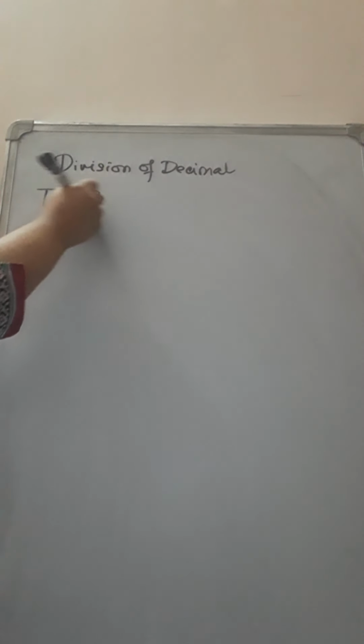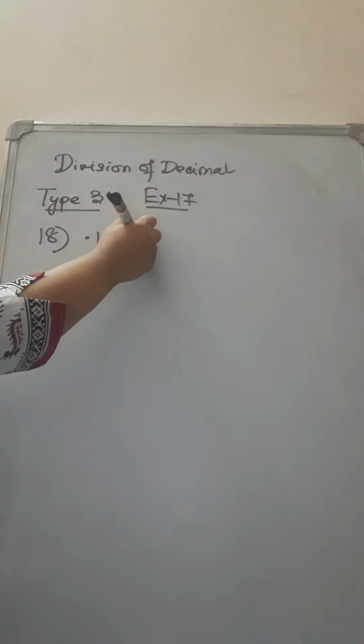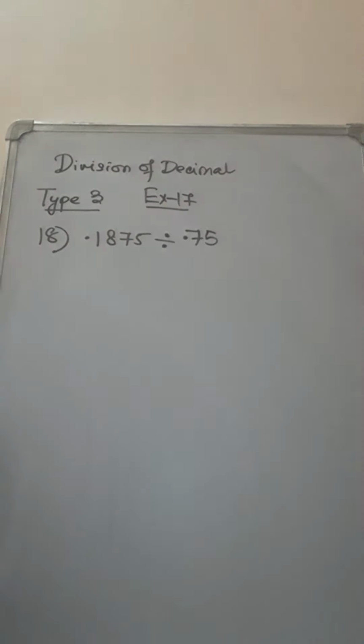In this video we will be doing the third type of division of decimal numbers, type 3. Now in this case, this is exercise 17. Sum number 18. 0.1875 divided by 0.75.